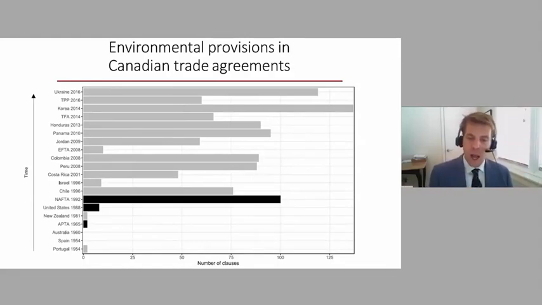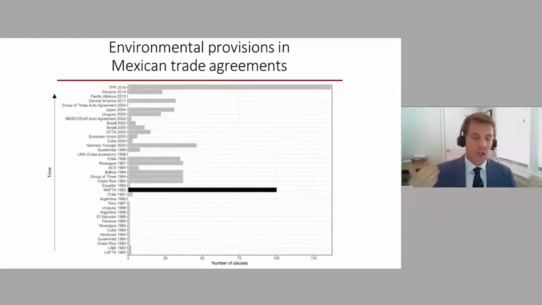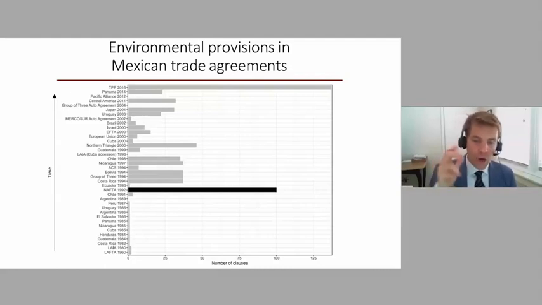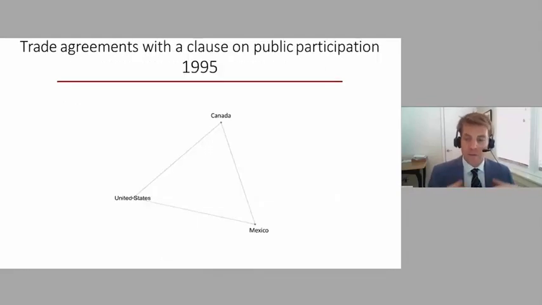This is the case for Canada, but it's also the case, for example, in the next slide, for Mexico. There's also a before and after NAFTA. So if you look again, in chronological order, before NAFTA, very little on the environment. After NAFTA, it became a standard practice, not only for Canada, Mexico, and the US, but for an increasing number of countries.